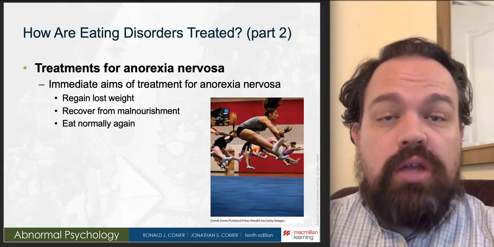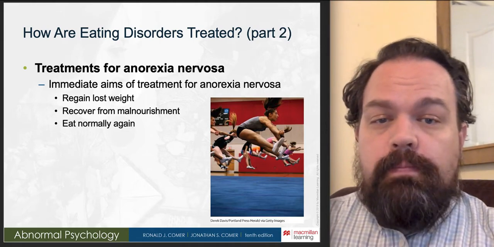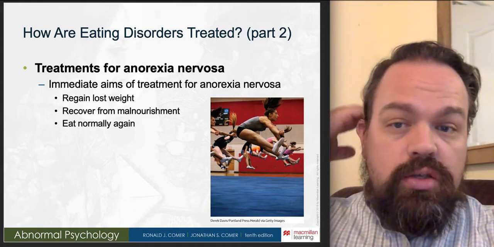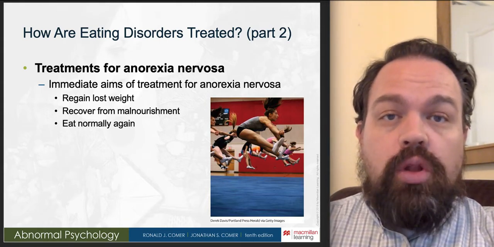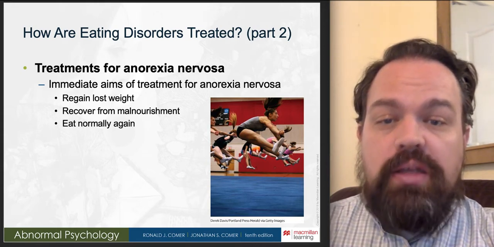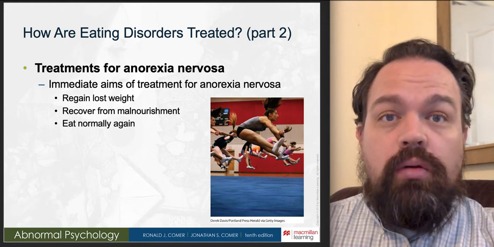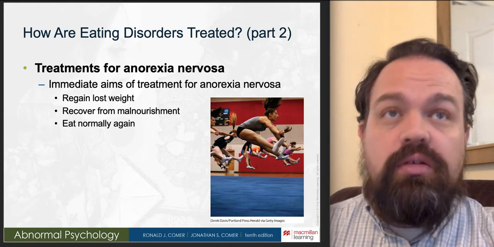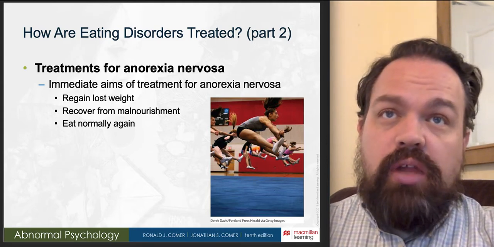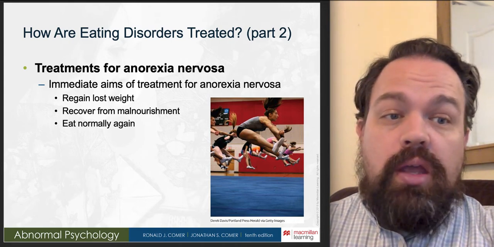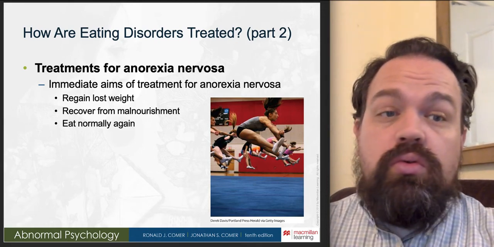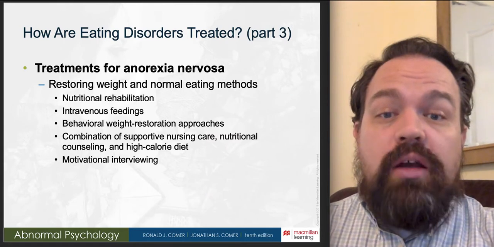So, looking just at anorexia for a minute, the immediate thing that you need to do when somebody is seeking treatment for anorexia is to get them closer to a healthy weight, right? So that's helping them regain the lost weight and deal with whatever malnourishment issues they've got in terms of low levels of minerals in their body and electrolyte imbalances, et cetera, et cetera. And then once the immediate crisis is past, teaching them to eat in normal patterns again.